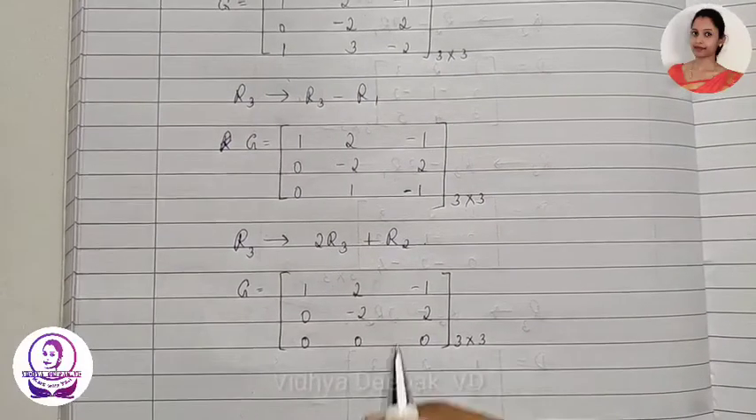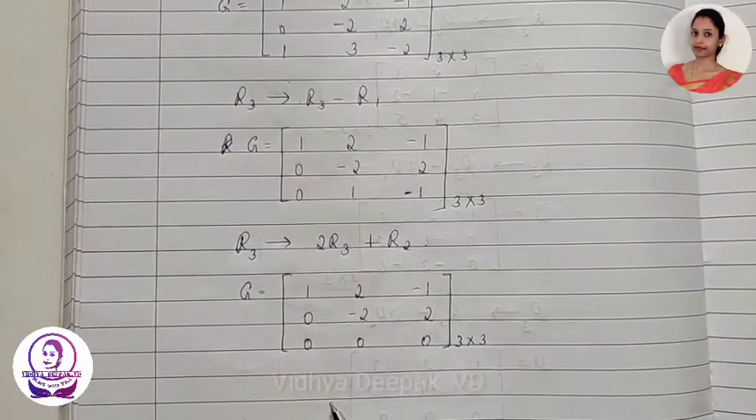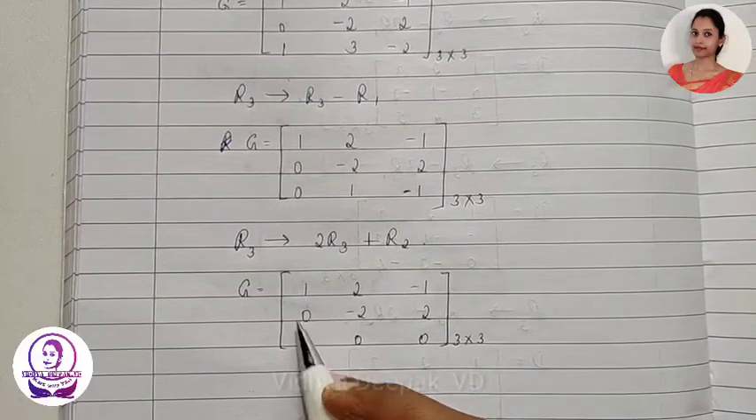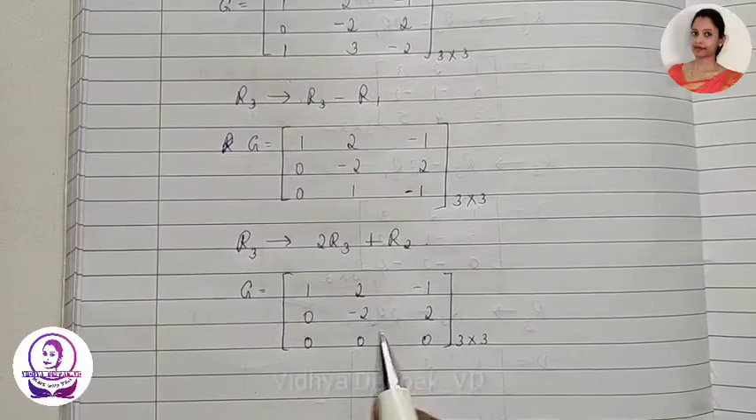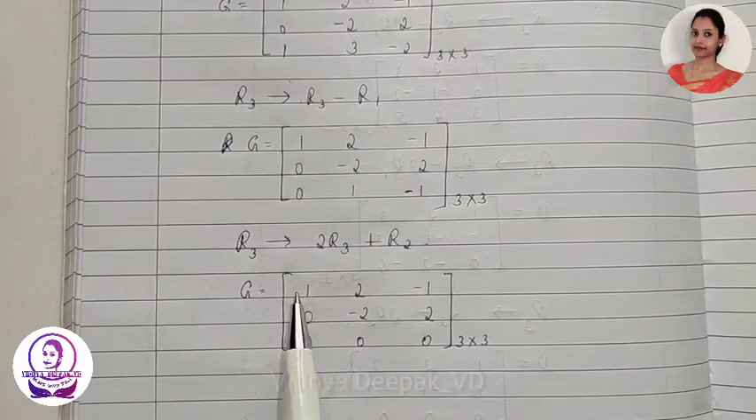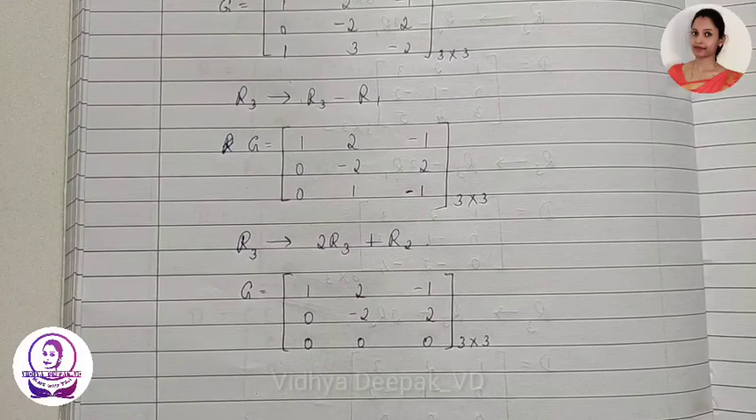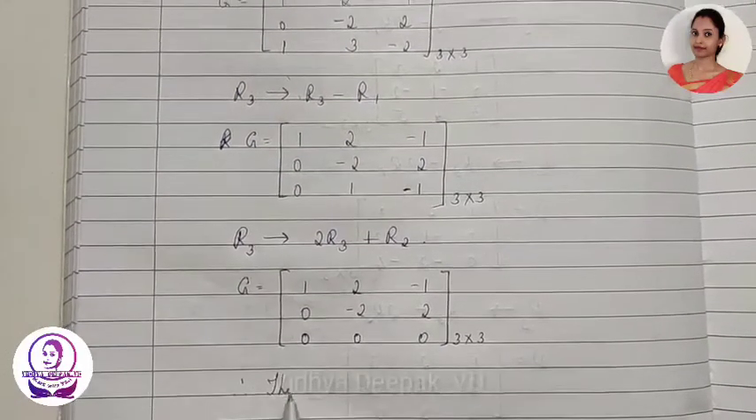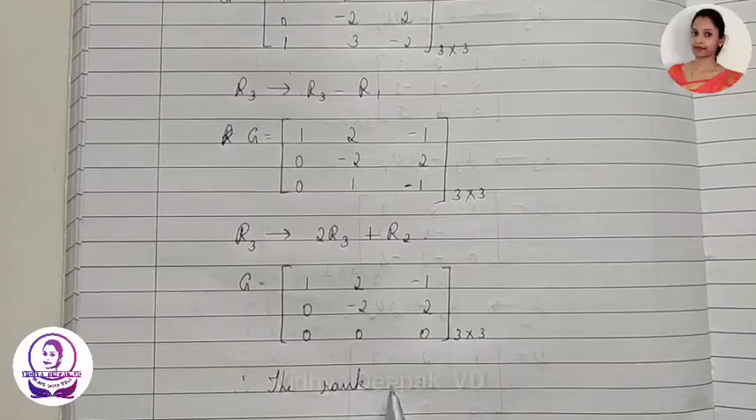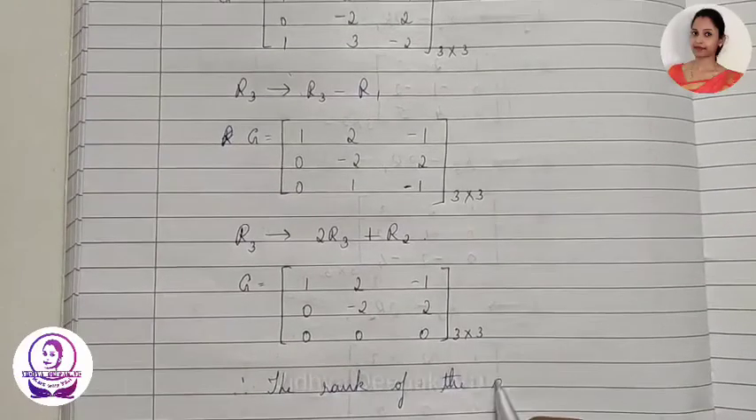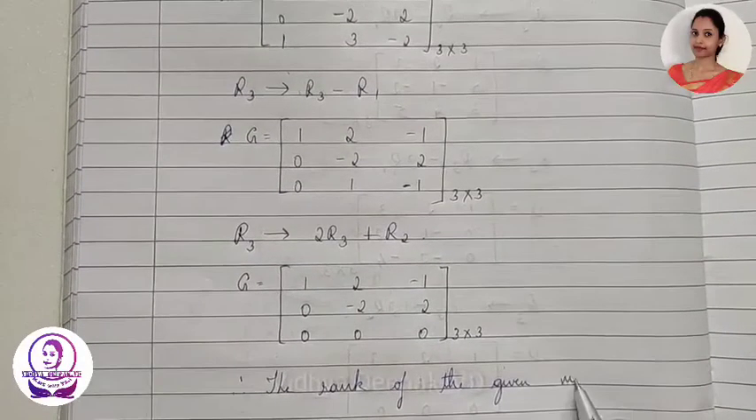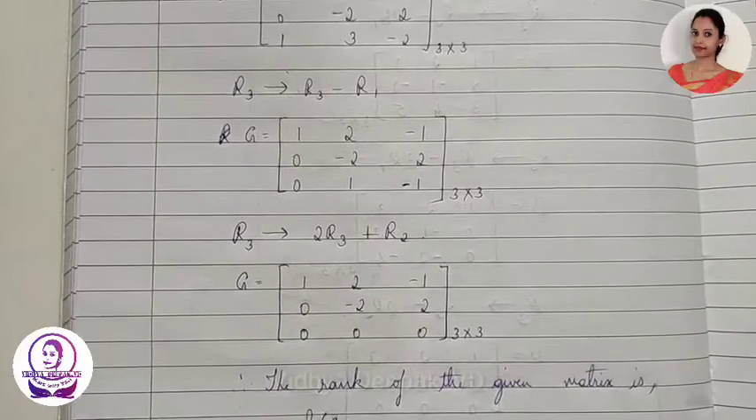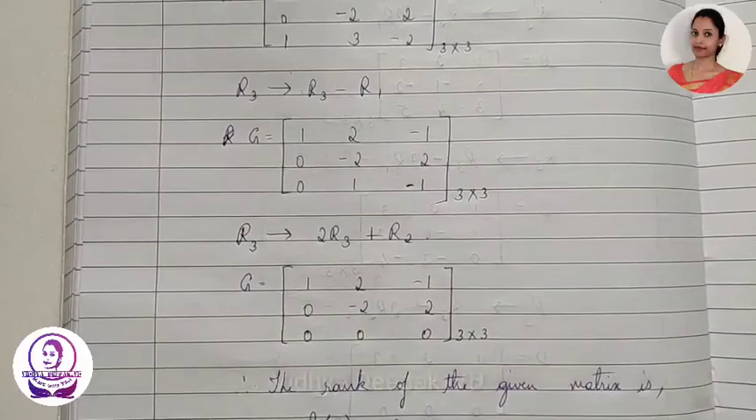So now here further we cannot do anything. If you multiply this with 2, this becomes 4. This number changes, so you cannot do anything. So now count the number of non-zero rows. That is 1 and 2 rows are non-zero. This is a 0 row, right? So we have, therefore, the rank of the given matrix is nothing but, rank of G is nothing but 2.